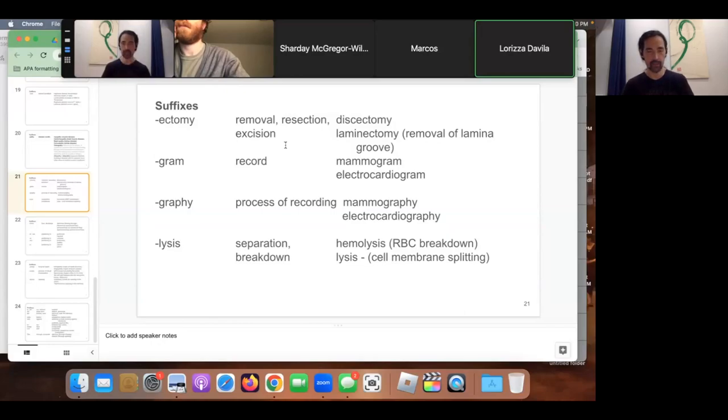And then there's gram, which is record, and graphy, which is the process of making a record. So a mammogram is a record of a mammography, and a mammography records the breast tissue during a mammogram. Same for electrocardiogram and electrocardiography. Electrocardiography is the process where they record the electricity of the heart, and an electrocardiogram is the record of the electricity of someone's heart.